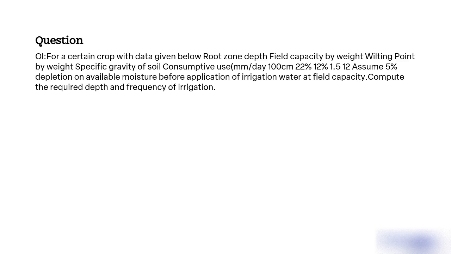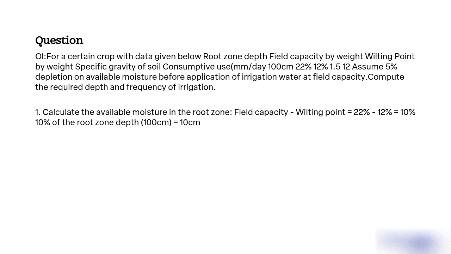What is the required depth and frequency of irrigation for a crop with given data, assuming a 5% depletion on available moisture before application of irrigation water at field capacity? Our objective is to determine the irrigation requirements for the crop.